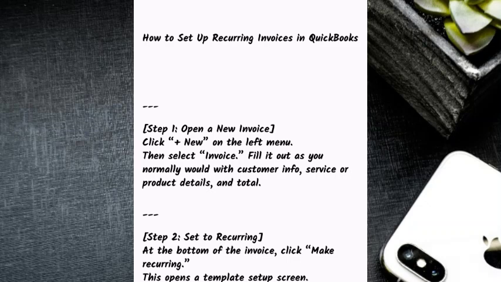In today's video, I'm going to show you how to set up a recurring invoice in QuickBooks. Step 1 is going to be to open a new invoice. Click plus new on the left menu and then select invoice. Fill it out as you normally would with customer info, services or product details, and total.